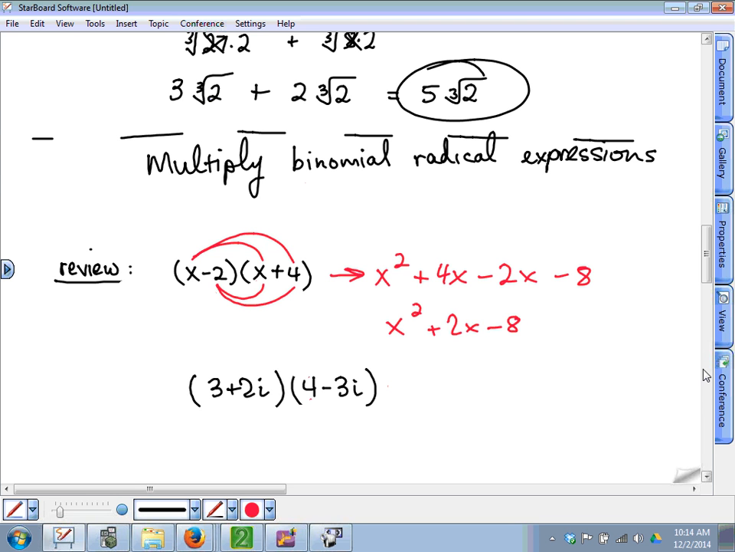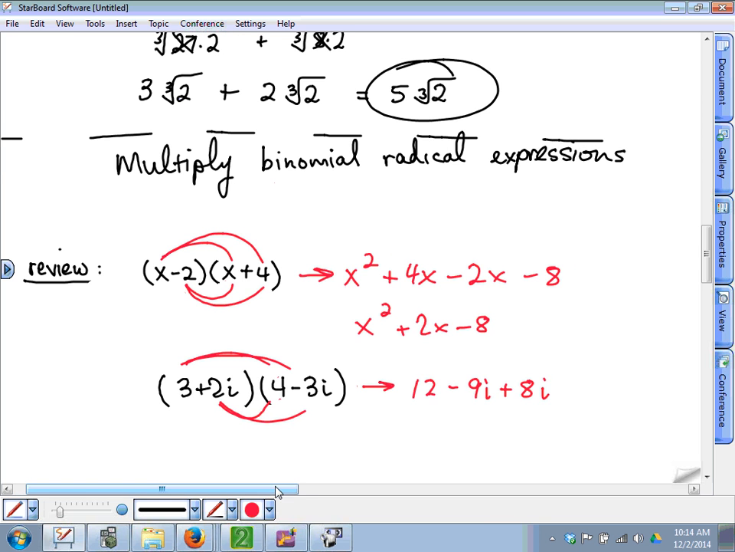What's 3 times 4? Okay. And then 3 times negative 3i? Negative 9i. 2i times 4 is plus 8i. And then 2i times negative 3i. And this is where a lot of you back on this test goofed up. 2i times negative 3i is negative 6i squared. I times i is i squared. That's 6, right? Yep.